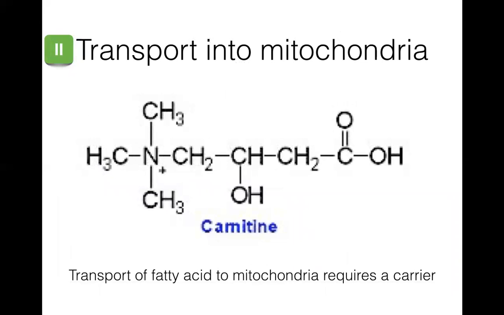Once active, this fatty acyl-CoA should be transported into the mitochondria. But first, it needs a carrier. And what is this carrier? This carrier is called carnitine. If you take a look at the structure of a carnitine, it contains a carboxyl functional group as well as an amino group, which means carnitine is an amino acid. However, it is not the regular amino acid, since these two functional groups are not located on the same alpha carbon.